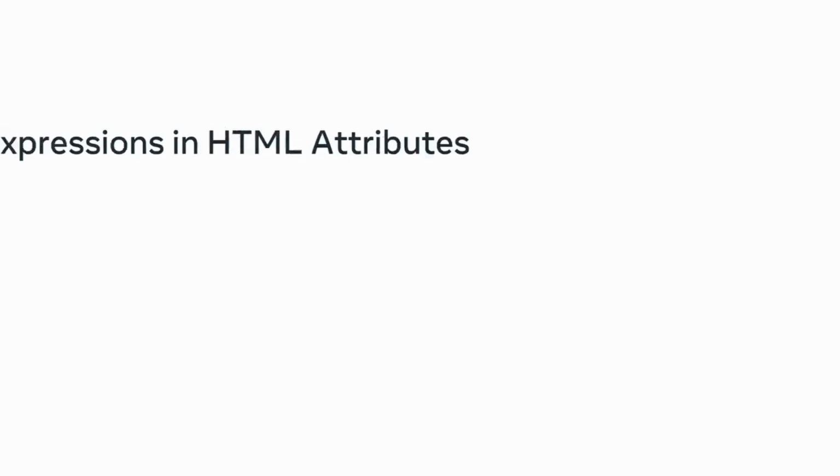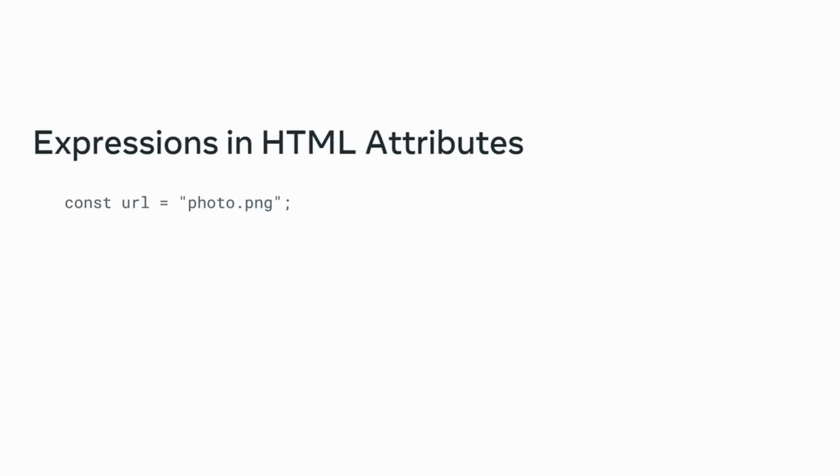Expressions can also be used for HTML attributes. This is useful if you need to insert the address of a person's profile picture. To do this, first you would store the profile picture address in a variable named URL. The image will be displayed using the img element, so you should embed the URL variable into the src attribute. Note that the double quotes are not needed for the attribute value, as JSX will automatically add these.